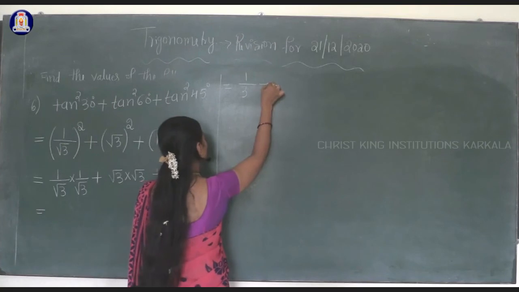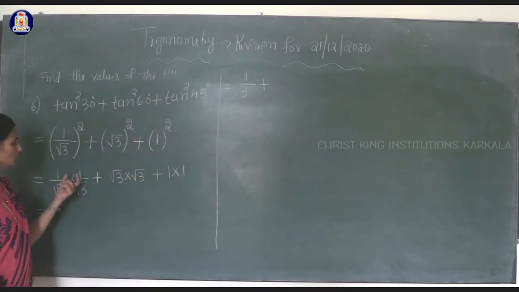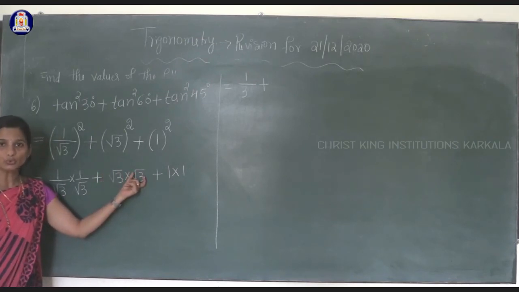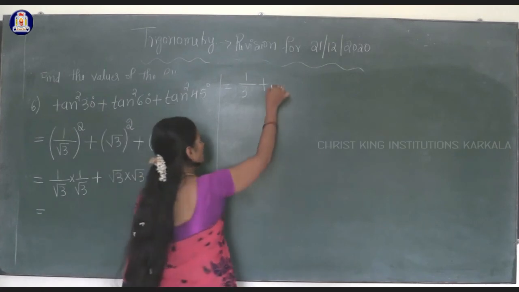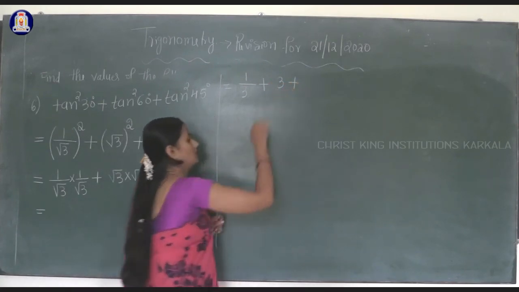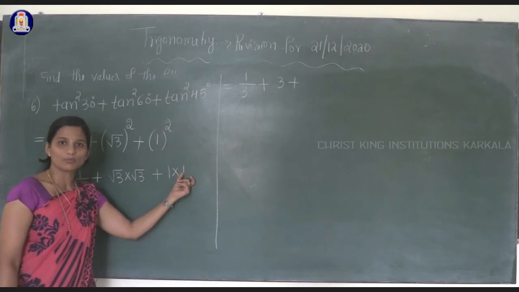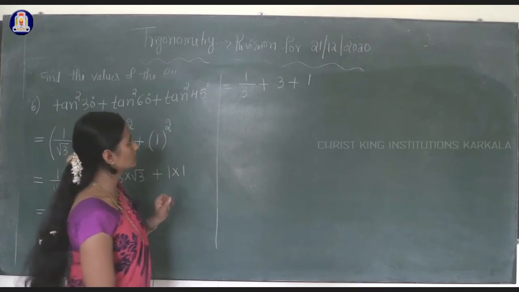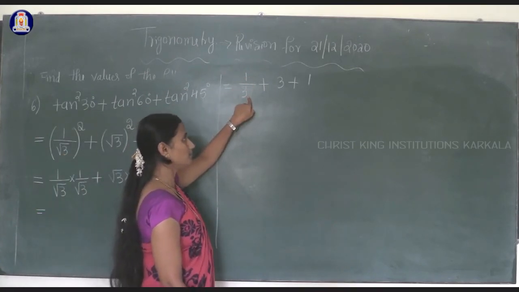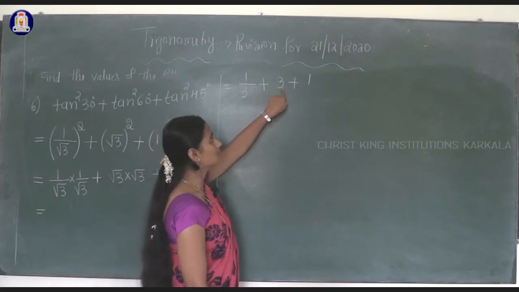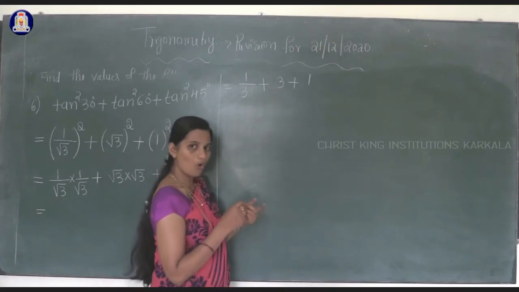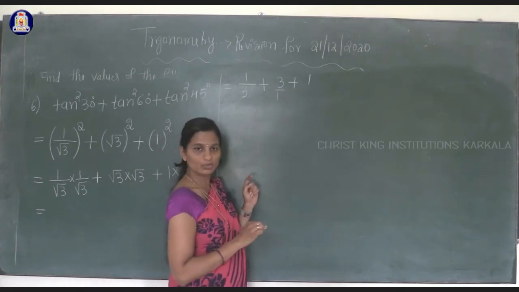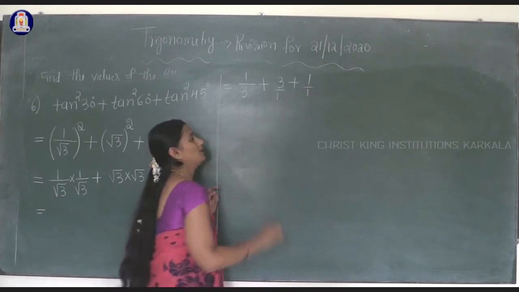Correct? Yes. Plus root 3 into root 3. Root 3 into root 3 is what? Root 9. Root 9 means how much? It is 3. Plus next, 1 into 1 is how much? It is 1. Now how to simplify? See here, 1 divided by 3 plus 3. 3 can be written as 3 divided by 1, correct? And 1 can be written as 1 divided by 1.